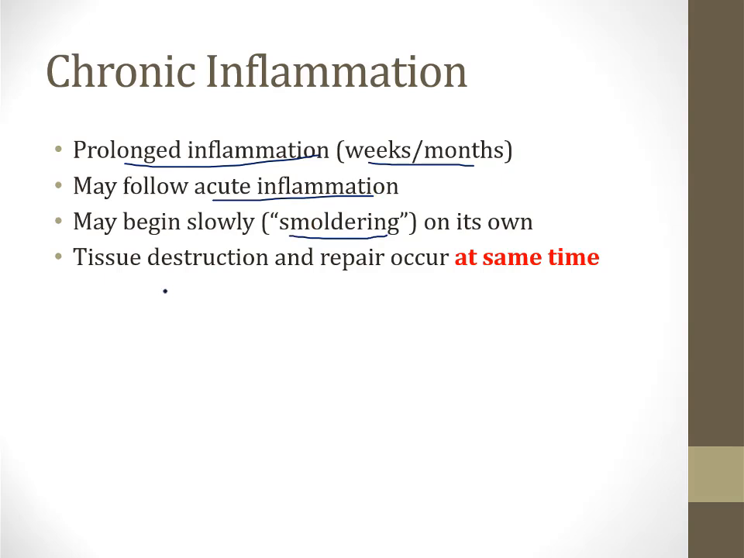And one of the hallmarks of chronic inflammation, and one of the things that makes it distinct from acute inflammation, is that in chronic inflammation, you have tissue destruction from the inflammatory process and tissue repair occurring at the same time. And that's a key feature that defines chronic inflammation.